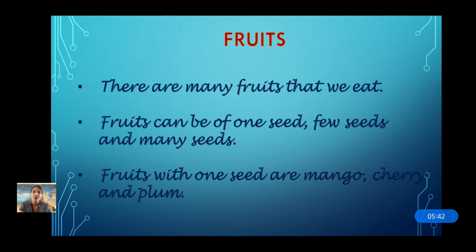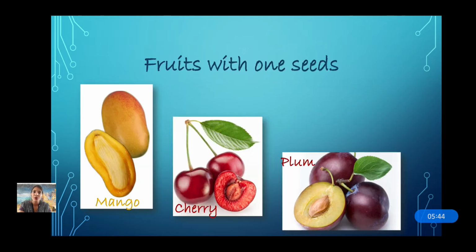Now, fruits with one seed are mango, cherry, and plum. Can you see? Have you ever seen a plum fruit? See, this is a plum fruit. It has only one seed. Cherry also has one seed, and mango, we all know that it has one seed.